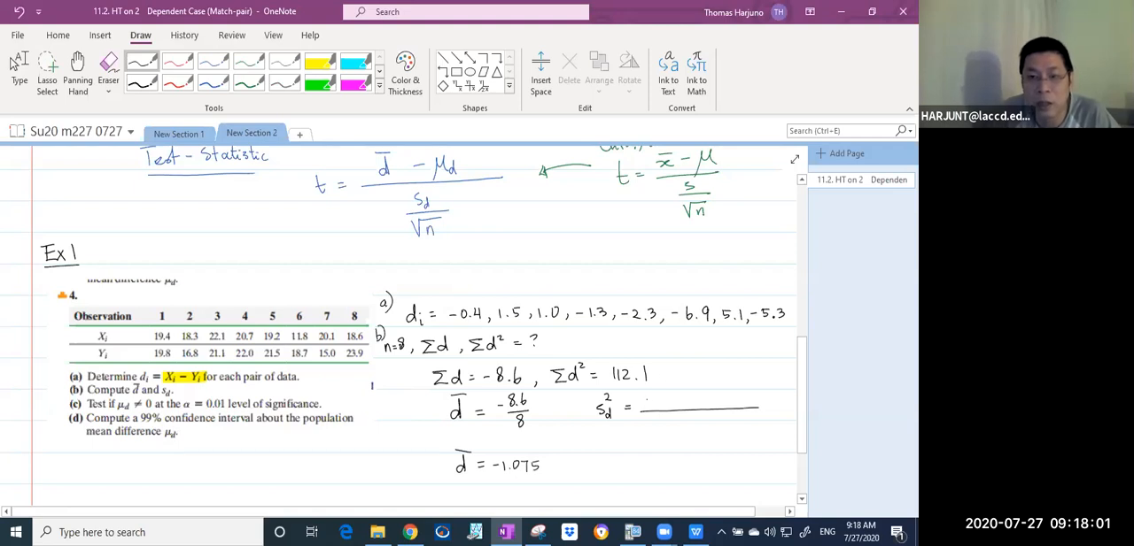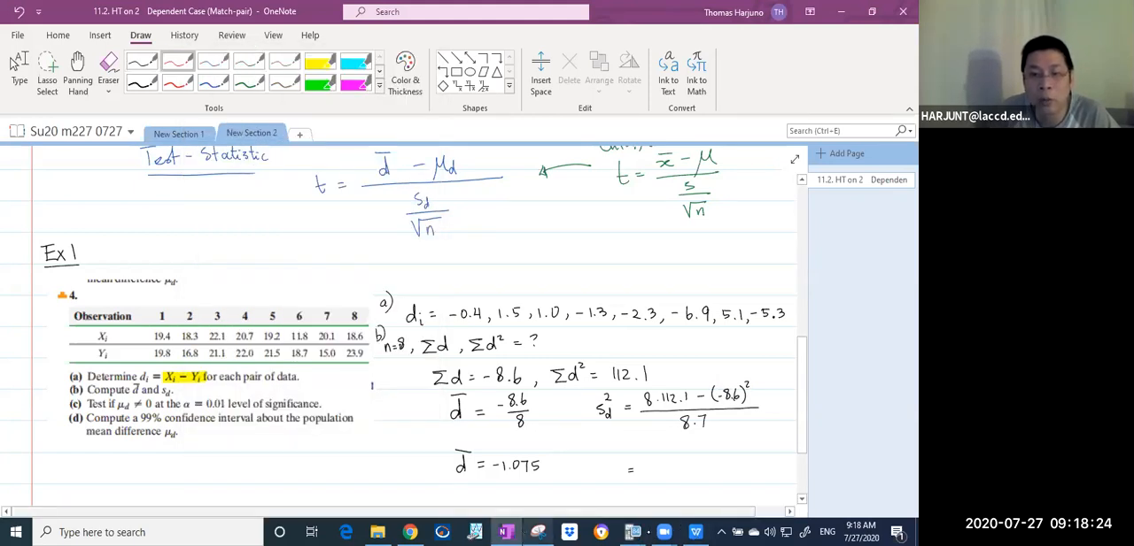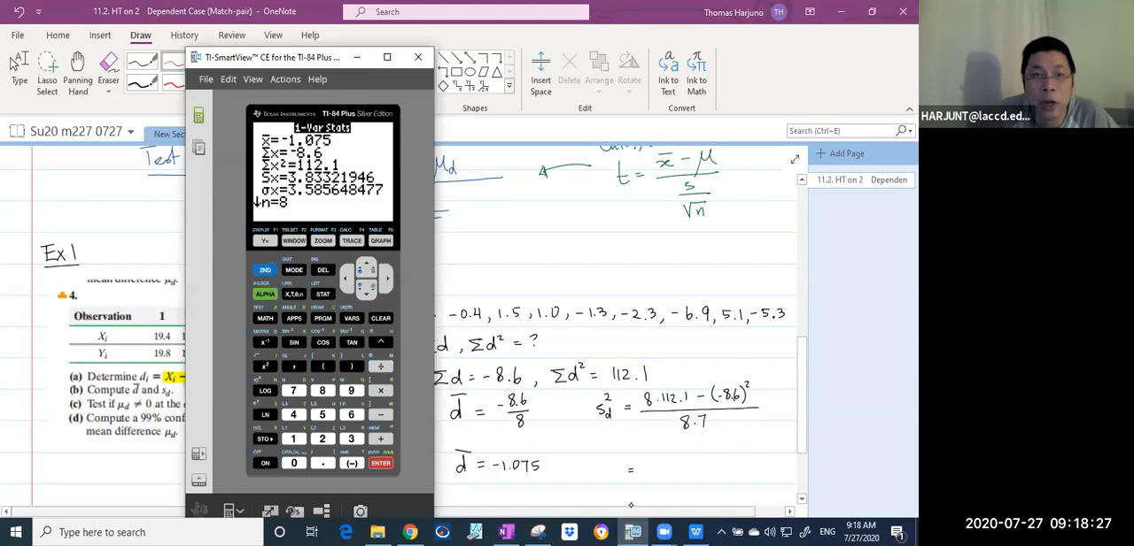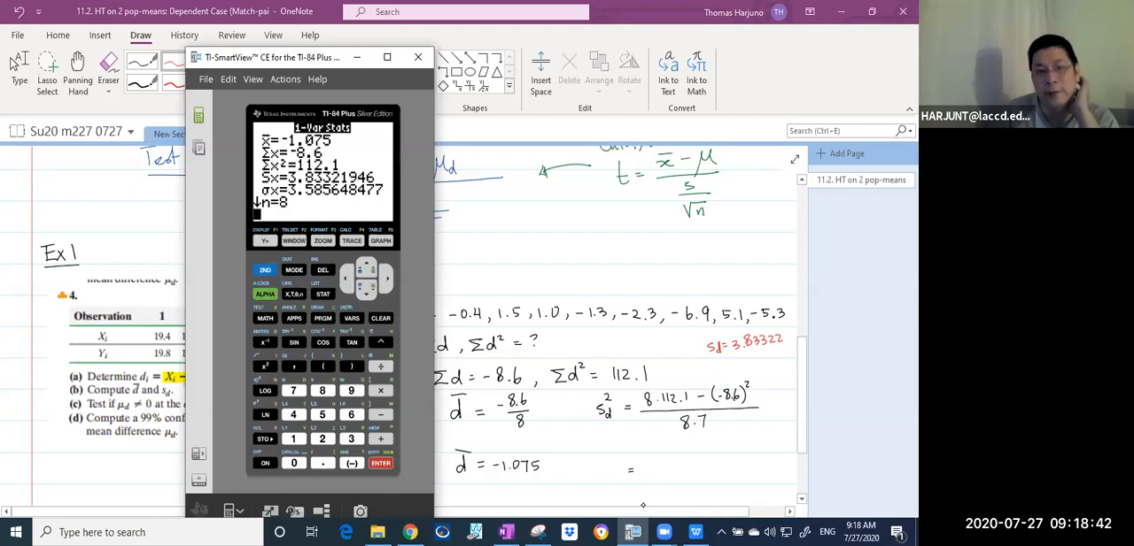And then this guy here is 8 times 112.1 minus negative 8.6 squared over 8 times 7. And you use your calculator to compute that first, but let me save that first. From our calculator, we have 3.83322. So SD equals 3.83322. That's our sample standard deviation of the differences.